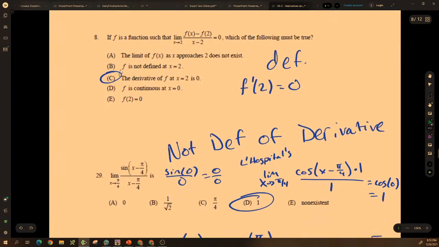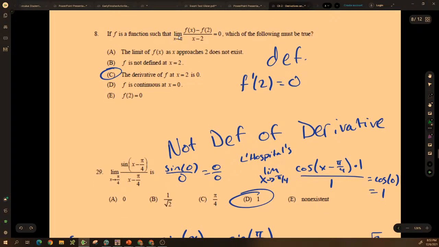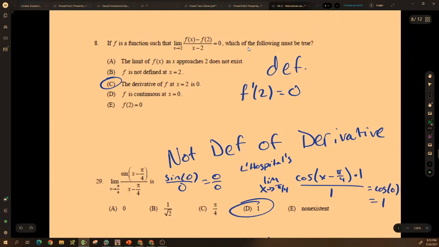Next up, we have if f is a function such that the limit as x approaches 2 of f of x minus f of 2 over x minus 2. As soon as I see this, it's like y2 minus y1 over x2 minus x1 in a limit. I immediately think that's f prime of 2. It's one of my definitions of the derivative. That's equal to 0, and that's key. If I don't see that, I can't get this question right.